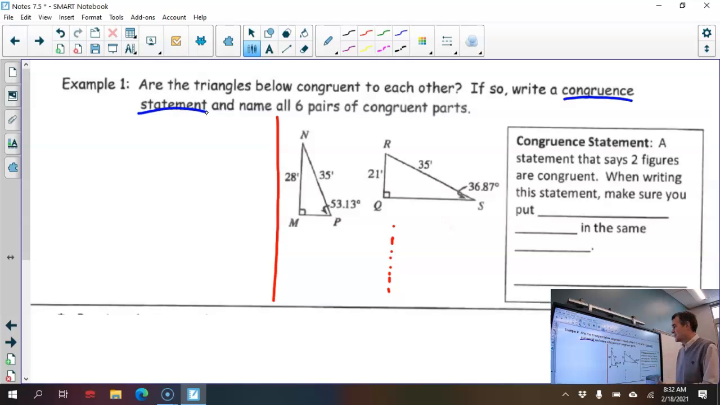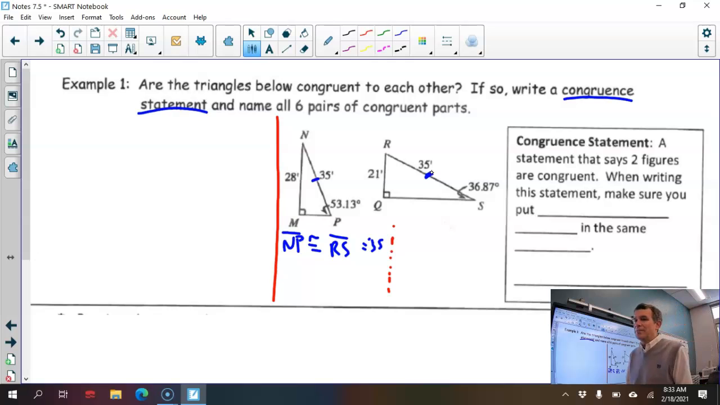All right, does it look like in these triangles that all 6 parts are congruent to all 6 parts? Well, I can't quite tell, but here's what I do know. I do know that side NP is congruent to side RS. Right? Those are both marked to be 35. I guess I could write equals 35. I don't need to. The way you mark sides or angles congruent is with a little mark. So you can see I put a little tick mark on each of those sides showing that they are congruent to each other. So I have one part congruent to one part.